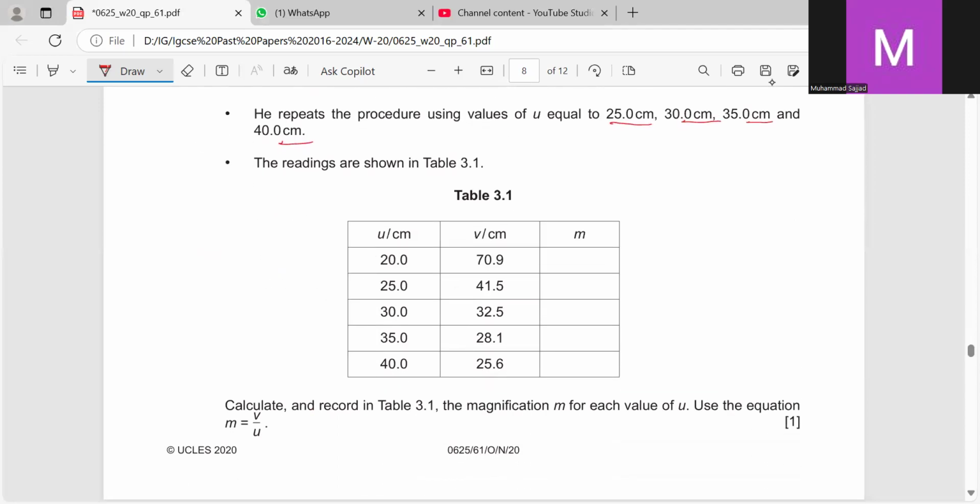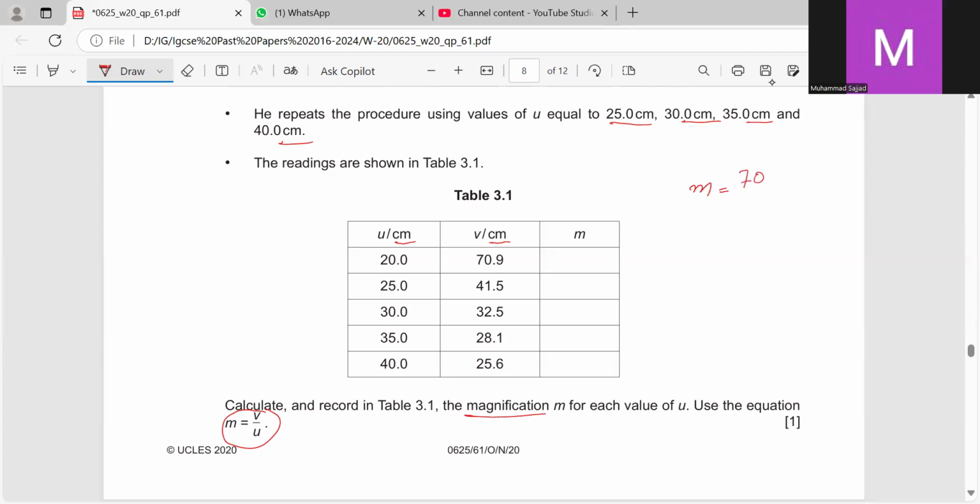Calculate. The readings are shown in table 3.1, and we are supposed to calculate and record in the table the magnification m for each value of u. Use the equation m is equal to v over u. Now u is given in centimeters, v is given in centimeters. No unit is there for magnification. The reason for that: m is equal to v over u.